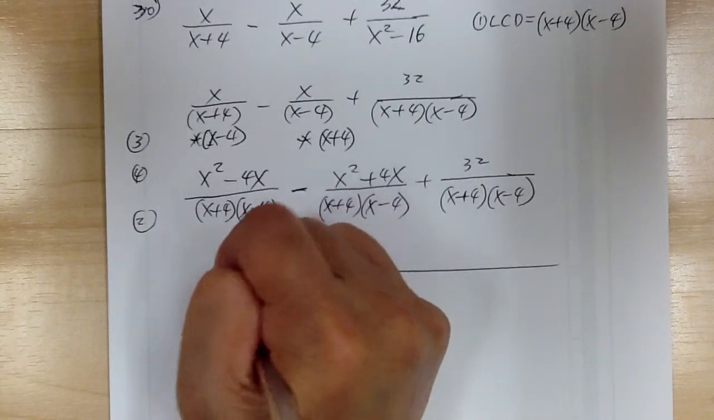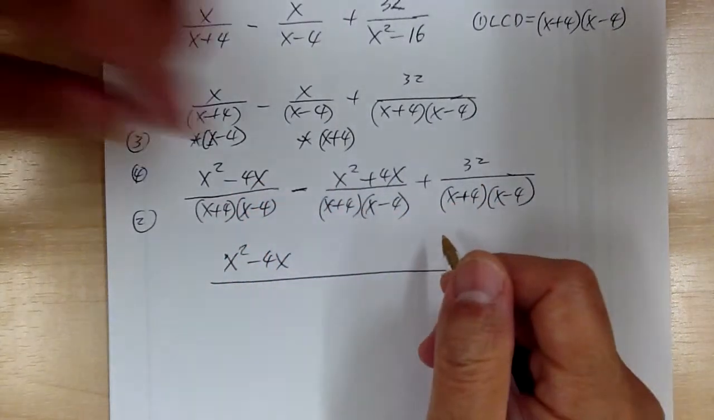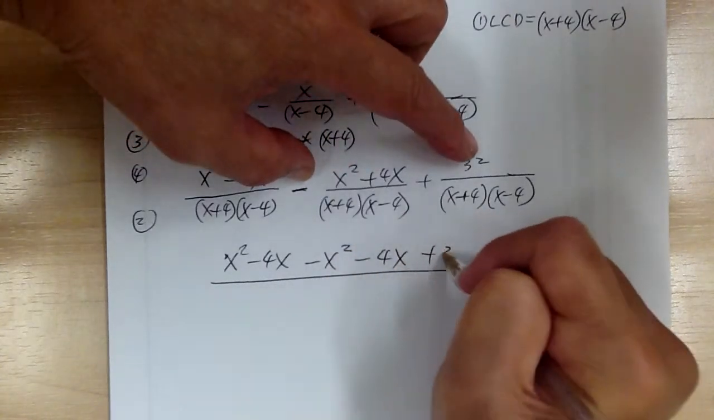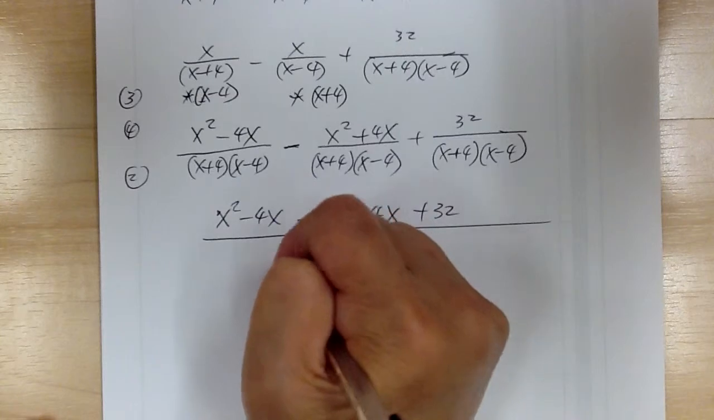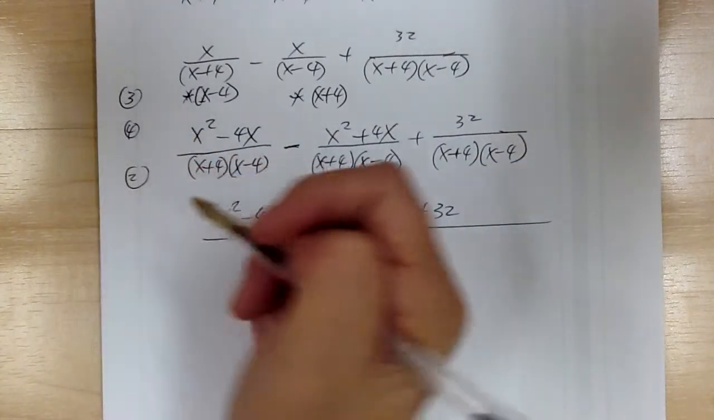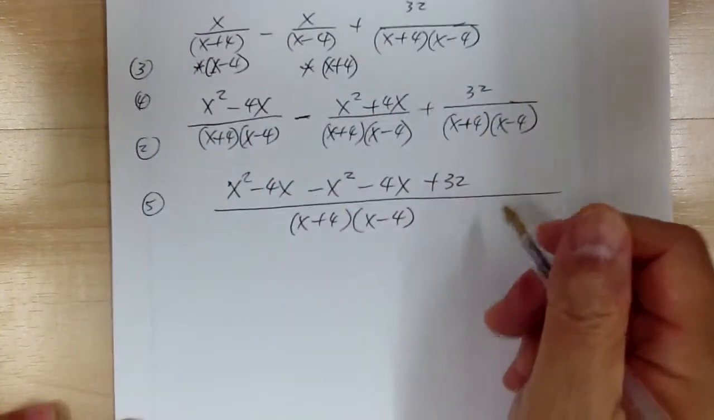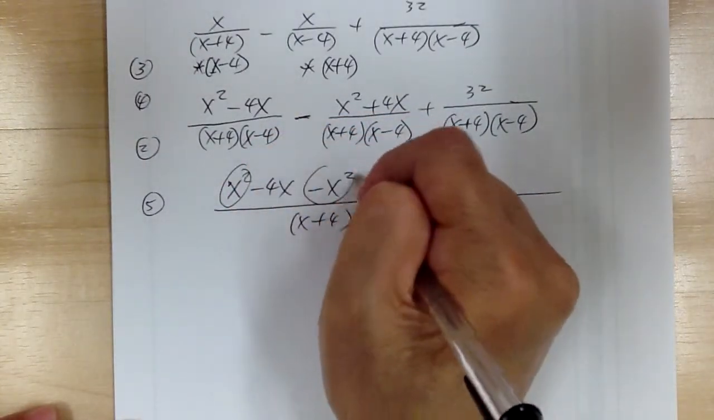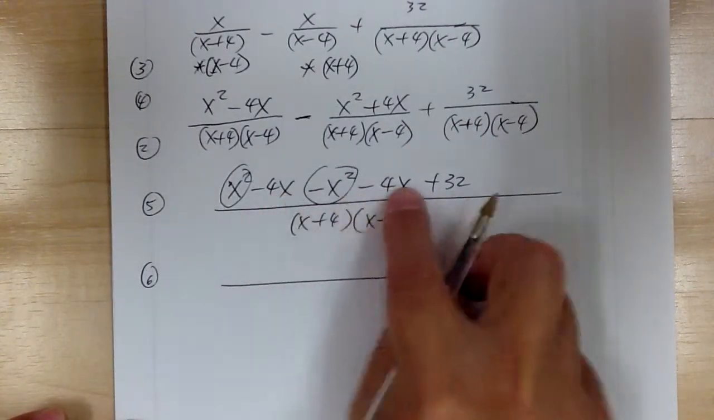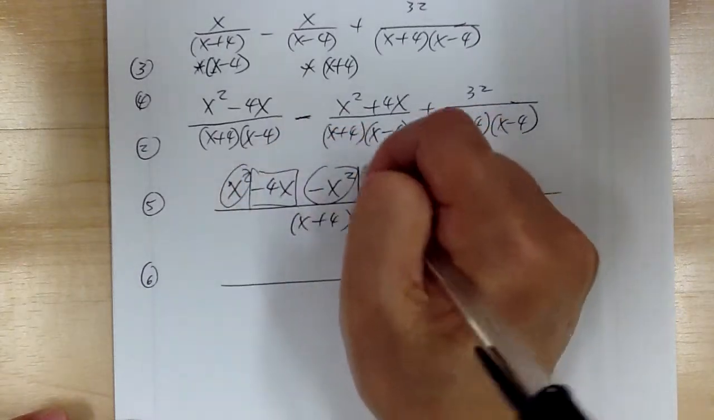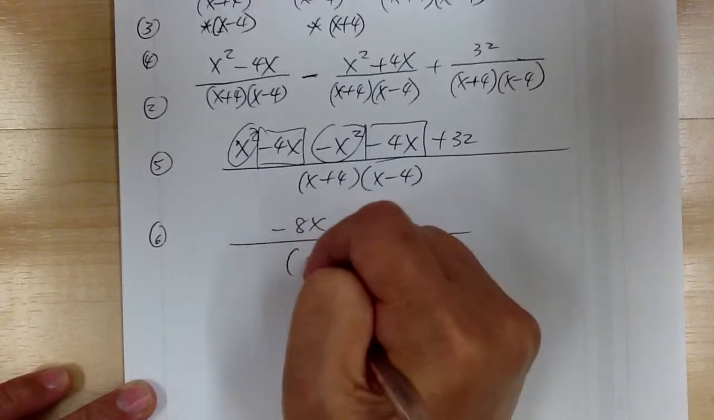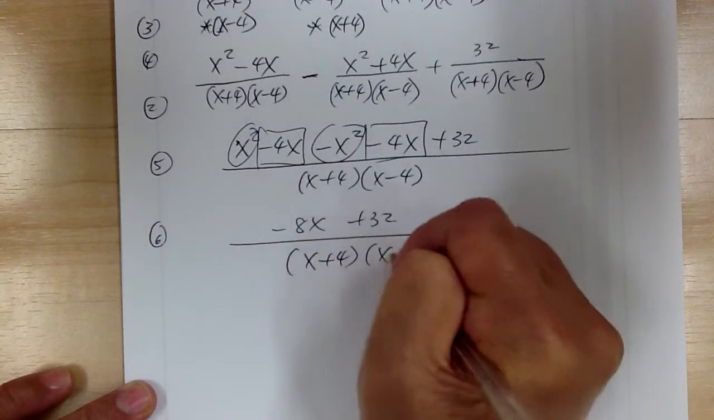So let's just go and work it out. So this one will give you minus x squared minus 4x plus 32. Okay, on the bottom, you're going to get x plus 4, x minus 4. Okay, so that's your step 5. Okay, now go and work it out. So x squared minus x squared cancel out. Okay, so step 6. So this and this will give you minus 8x plus 32. And on the bottom, you're going to get x plus 4, x minus 4.